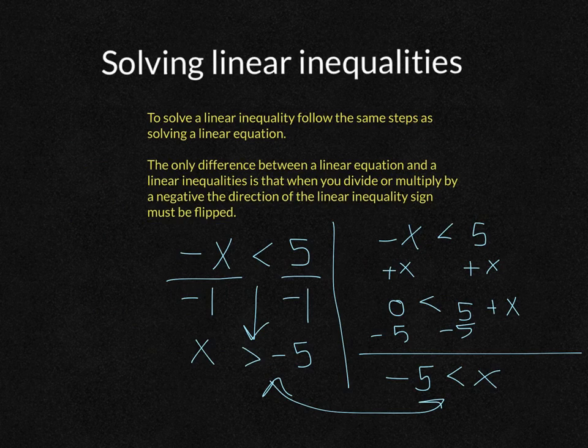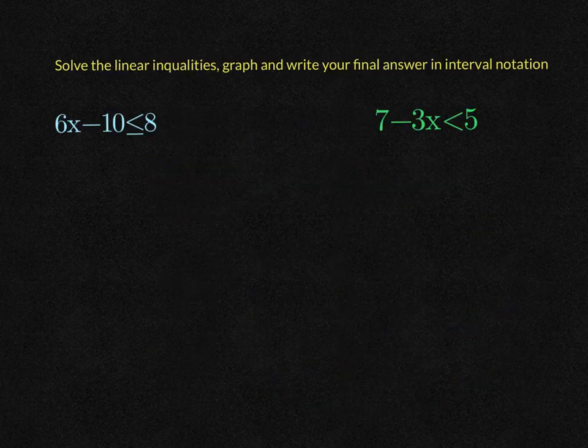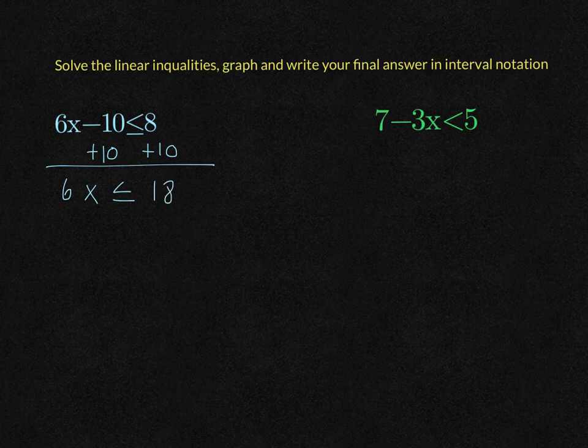Let's look at some examples of actually solving linear inequalities. All right, this first inequality says 6x minus 10 is less than or equal to 8. So the first thing we would do here is we want to add the 10 over, just like in a regular equation. So then we end up with 6x is less than or equal to 18.